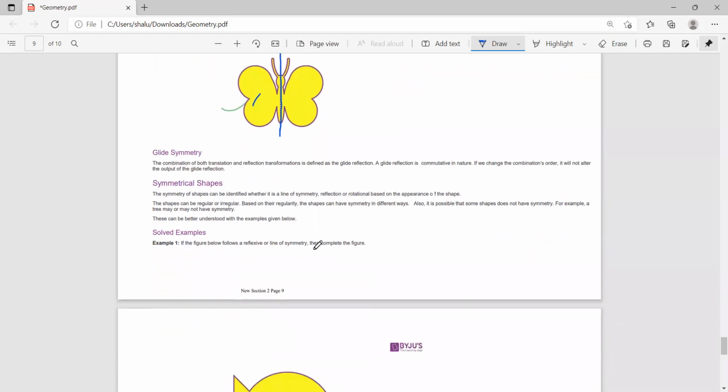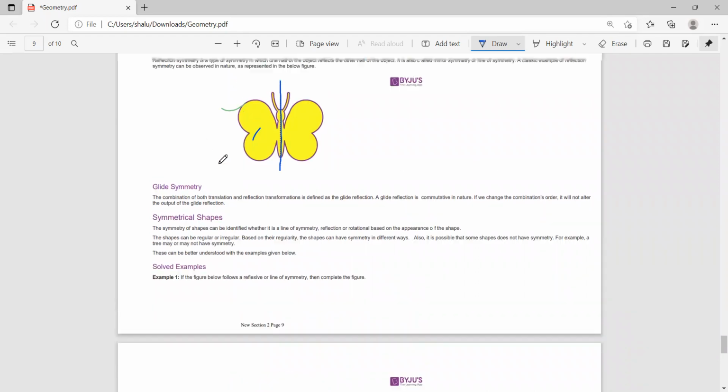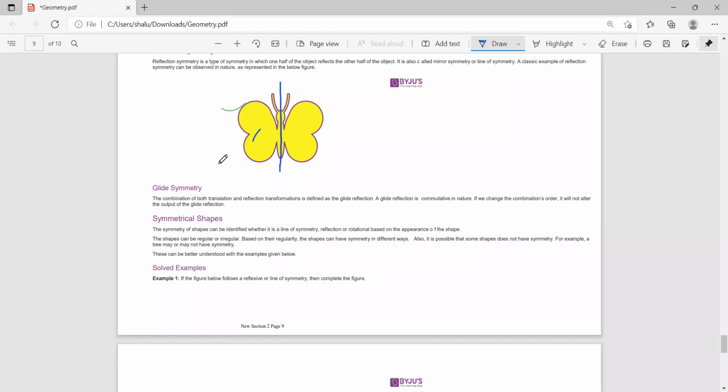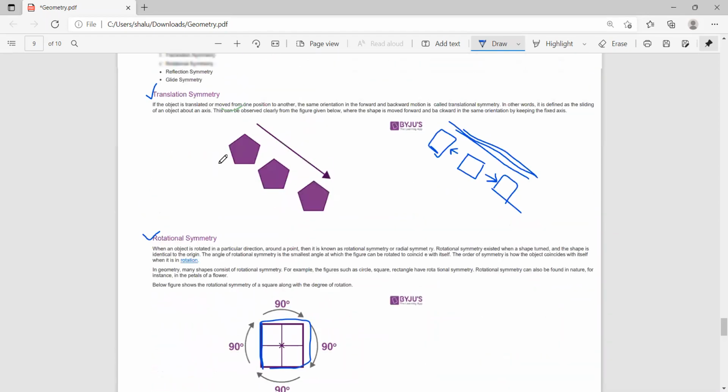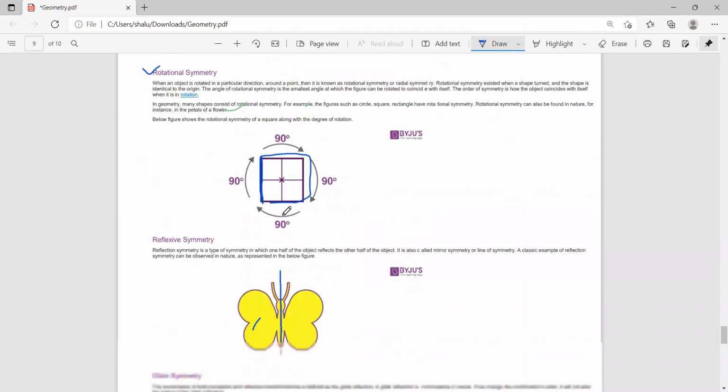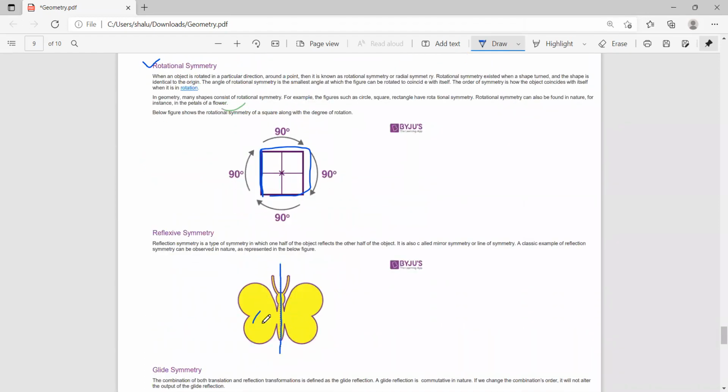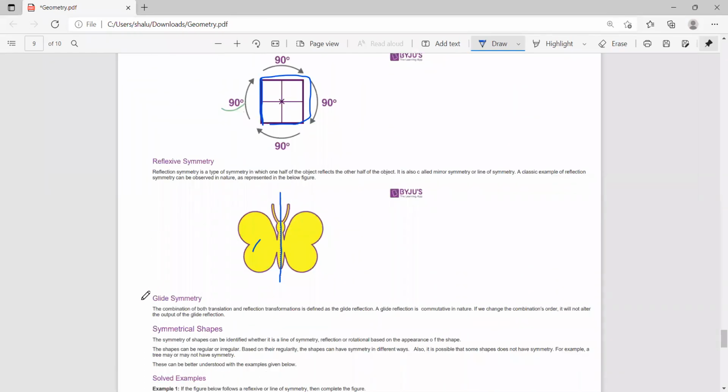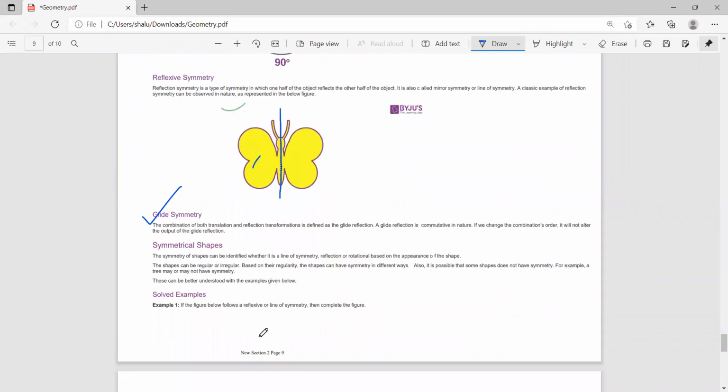Other types of symmetries are not that important, like glide symmetry. If translation and reflection both are present, then it is called glide symmetry, which is not that important and maybe will not be part of your exam as well.